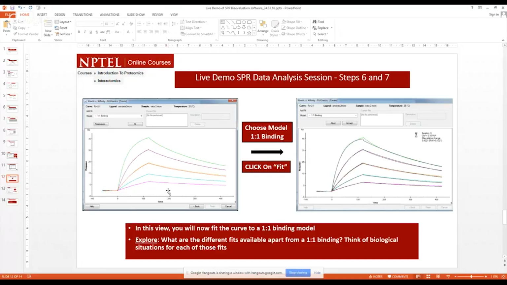Try to optimize a lot of your conditions beforehand. Make sure your experiment is done very cleanly, your buffers are optimized, there is no interference from any other compound, any other contaminant. And hopefully it will give you a good fit.